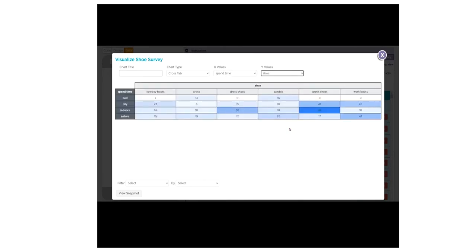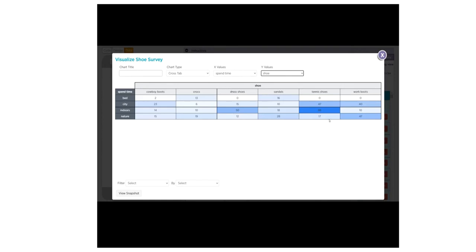going to wear. In this table, I can see the answers to my question on the left-hand side, and I can see what shoes people were going to wear across the top. In the middle, I can see the answers to these two questions as they relate to each other. For example, if someone said they were going to spend their time in bed, 13 of those people said they were going to wear Crocs, and none of those people said they were going to wear dress shoes.